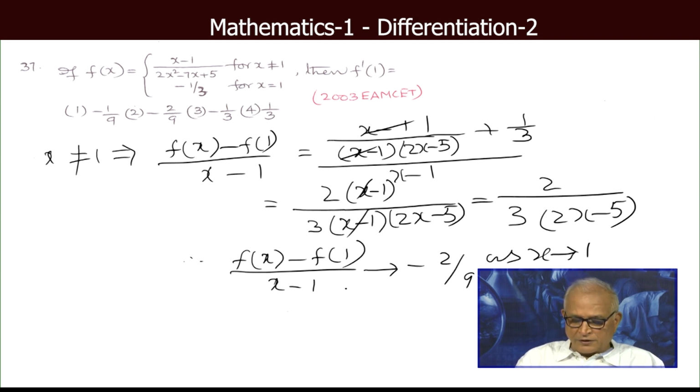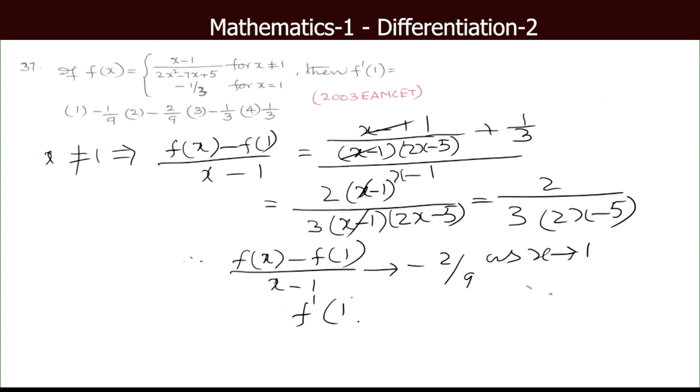But this limit is no other than the value of the derivative at x equal to 1, f dash 1 equal to minus 2 by 9. So, that is of course the question and the answer. Here you have to appeal to the definition of the derivative. No formula, nothing whatsoever except appealing to the definition of the derivative and examining whether the limit of the Newton quotient exists or not. Okay, next.